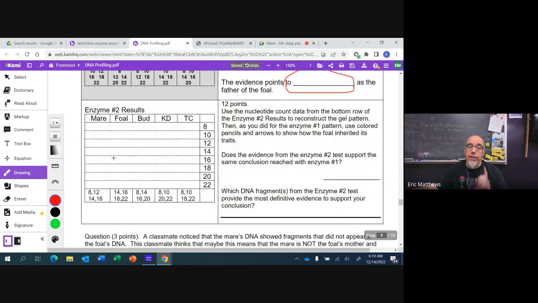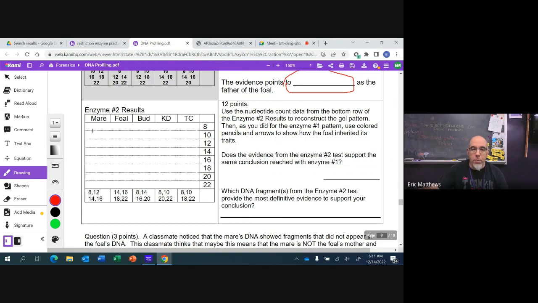Now, in this case, they treated the DNA with a different restriction enzyme. It cut the fragments at different places. So now we have fragments of different sizes. We still want to compare them and see, is one of them the genetic father, and is it the same one? They give you the numbers. So now it's your job to fill it out.